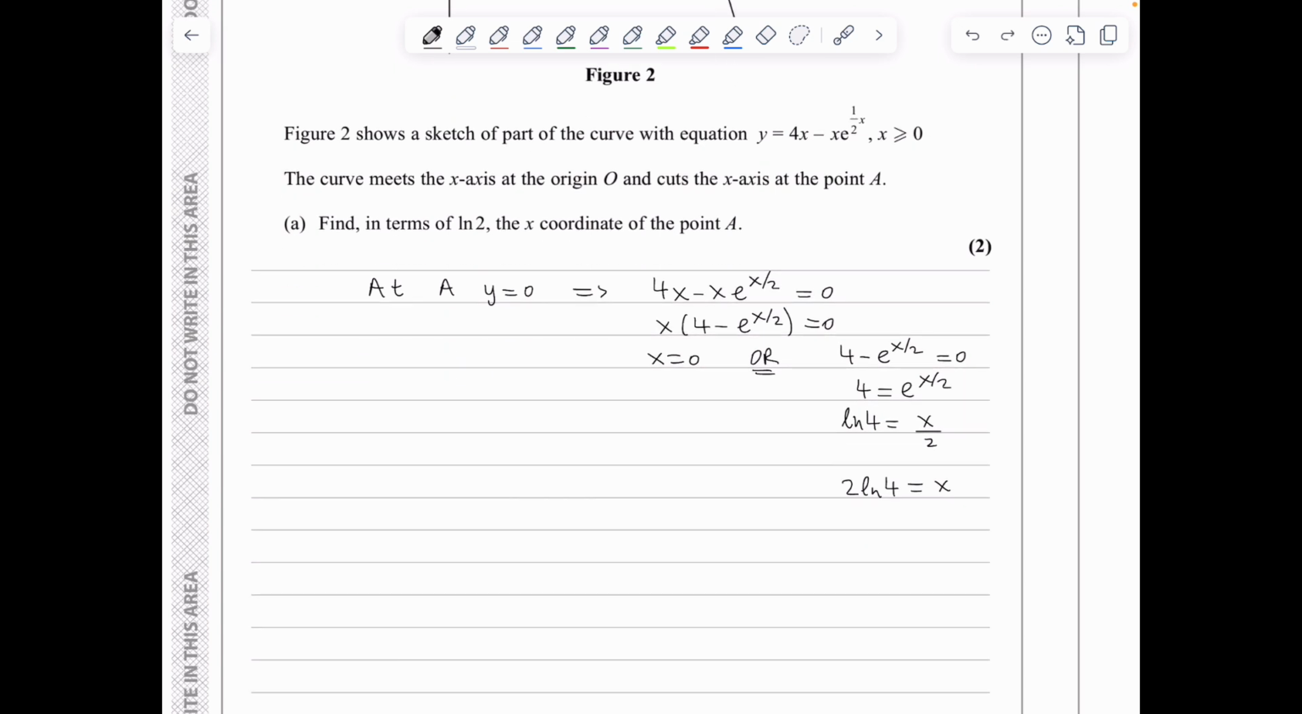Now I can write 4 as 2 squared, so 2 ln of 2 squared is equal to x, and the power of 2 here can come down through the power law of logarithms, leading to 4 ln 2 is equal to x, which is the x coordinate of the point A.